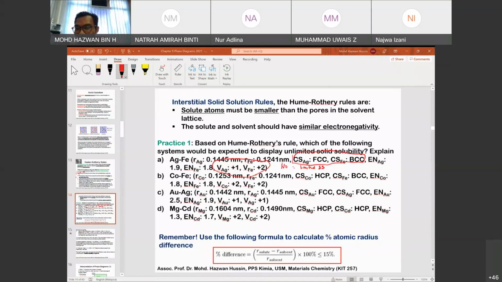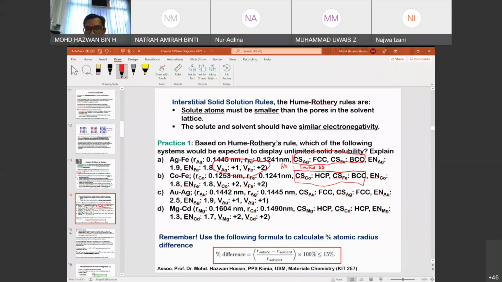Natra ke Najwa? Saya, Najwa. Okay, Najwa, so macam mana? What do you think? I think for the atomic size difference, this is the same, because it has slightly difference. But for the crystal structure, for CO is HCP, meanwhile for the VE is BCC.